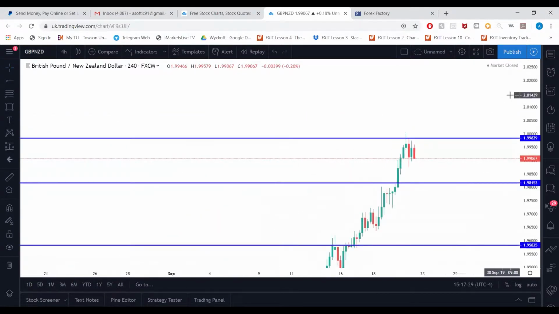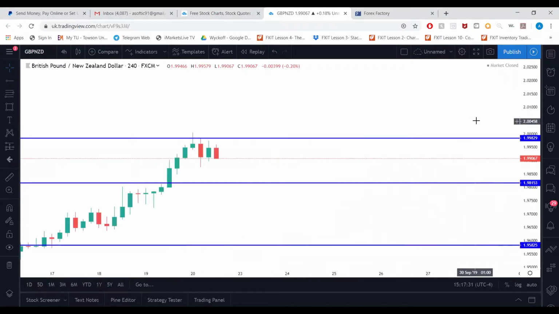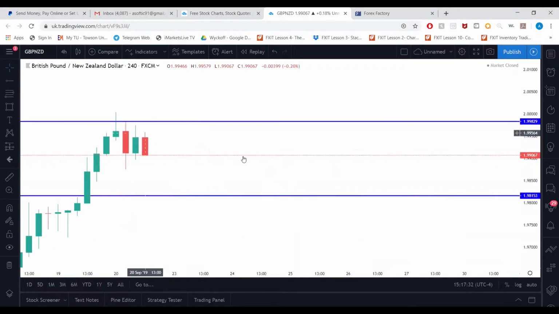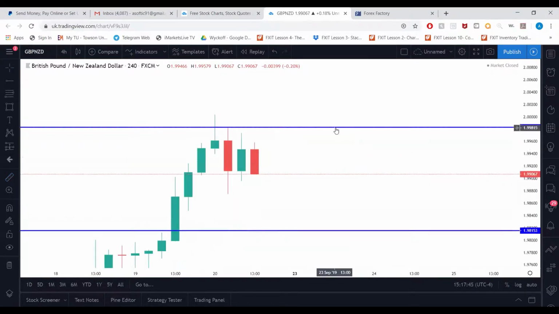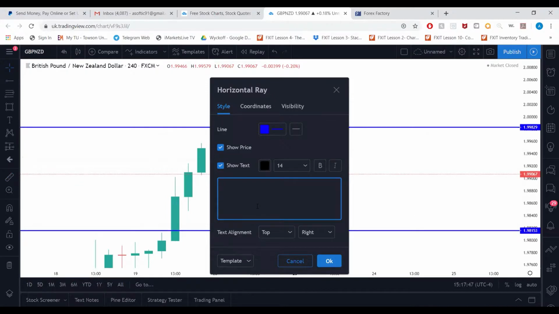You see how important it is to have your zones right. Look at it, perfect rejection. You could have set a sell limit right there, and you would be already 73 pips in profit. It's very important to look at it on a higher time frame. This is weekly resistance. This is weekly support.